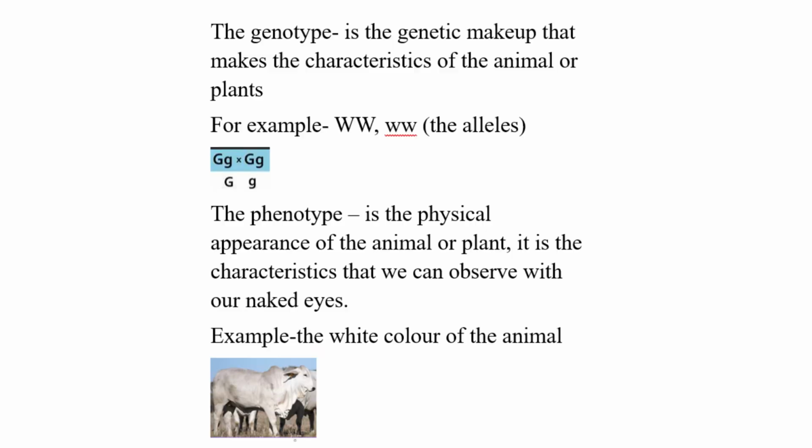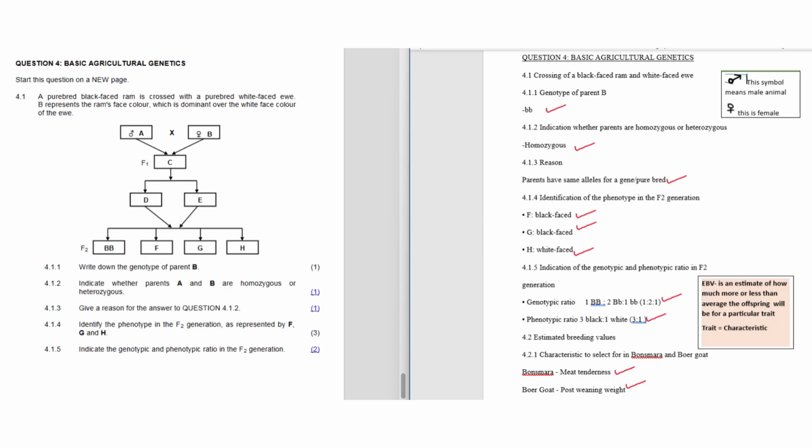Write down the genotype of parent B. This can be a little bit tricky, but the ram is male, and this symbol may also tell you it is male. This symbol shows the sign for a male gender. The ewe is a female, which you can also see by this sign, representing female gender.